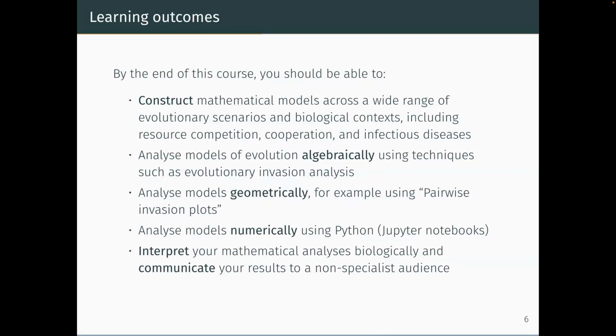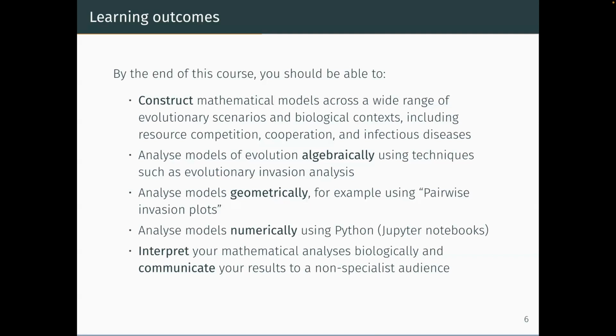So by the end of this course, what should you be able to do? Well, one of the things you should be able to do is construct mathematical models across a broad range of different evolutionary scenarios, using different types of mathematical modeling techniques. So we're going to talk about things like population genetics. We're going to talk about quantitative genetics. We're going to talk about evolutionary game theory. We're going to talk about adaptive dynamics and evolutionary invasion analysis. There's different methods that all have their different pros and cons in order to study evolution.